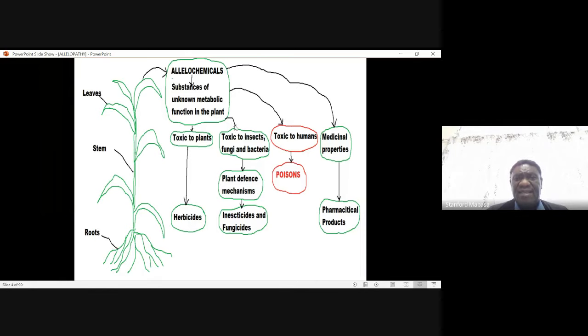We understand that some of these allelochemicals are toxic to insects, fungi, and bacteria. And they are actually used by the plant for defense. And so they are involved with the plant defense mechanisms. There's also scope to exploit these chemicals to synthesize insecticides or fungicides.